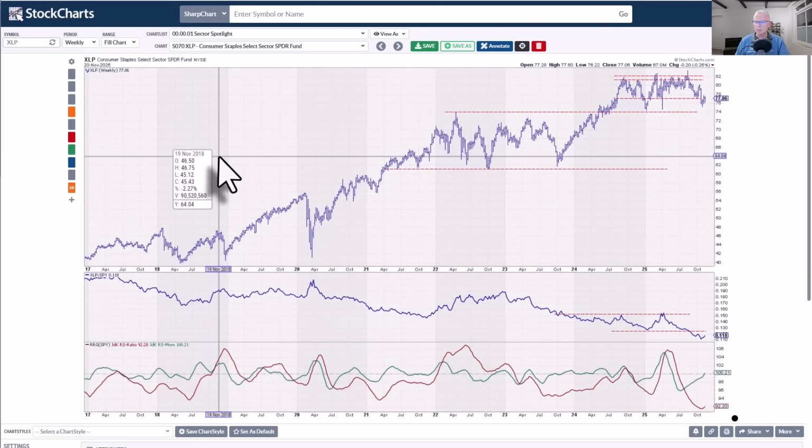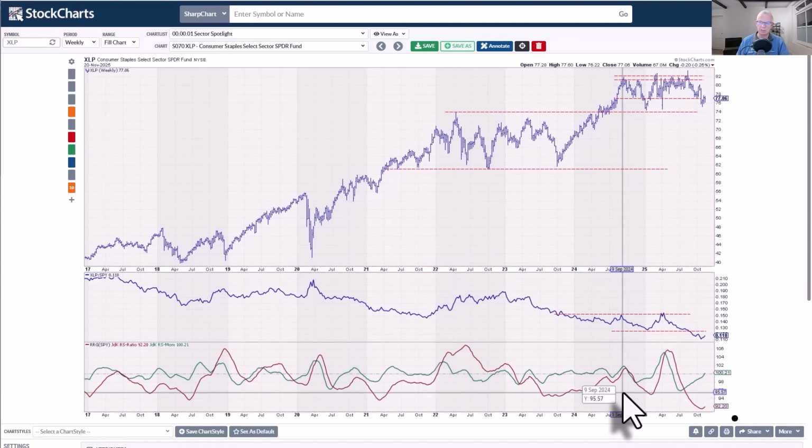Keep it in mind. Here is staples. I already told you that I thought about this for a long time because it is the lowest reading on the RS ratio scale. Normally that means that it is a very weak sector, but it is a very defensive sector. And with the current weakness in tech and in more offensive stocks, I'm keeping an eye on this one.